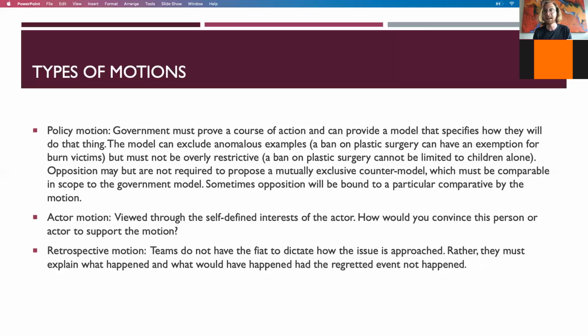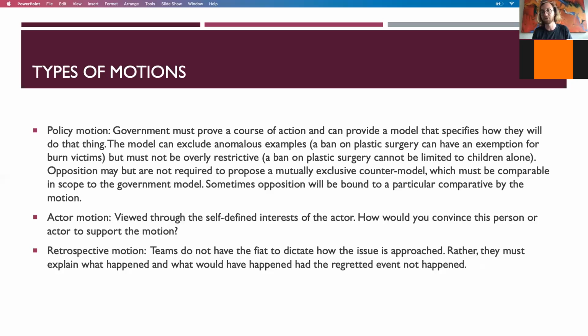The opposition may, but are not by any means required to, just stand for the status quo, or propose a mutually exclusive counter model, which must be comparable in scope to the government model. So you can't devote 4% of the global GDP towards solving X problems with this enormously expensive solution. You have to look at the ambits of solutions that are equally on the table, explain why one solution is equivalent to the other solution, and then explain why your solution is better.